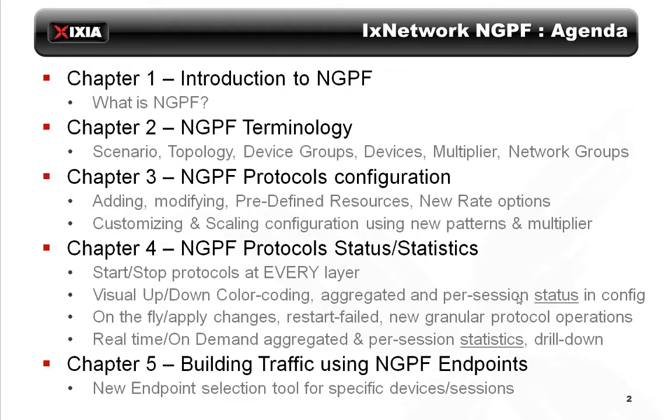Chapter 3 is where we start to configure protocols in the next generation protocol framework using IxNetwork. How to add them, how to modify, how to use the predefined resources, scaling, customizing, etc. Chapter 4 is where we start the protocols and we look at the per session status, the device group status, the color coding, red, green, and yellow, and basically what are the new statistics in real time, and how do we drill down into the protocols to look at per session stats.